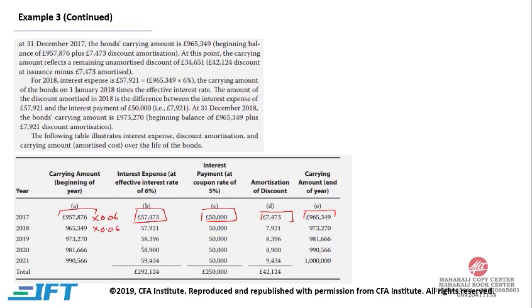So out of 57,921, we only paid 50,000. So again, 7,921 needs to be added to the carrying amount. So the new carrying amount would be 973,270. And as we can see, if the bond is issued at a discount, the bond converges towards the par. So in the end, the carrying amount would be $1 million.